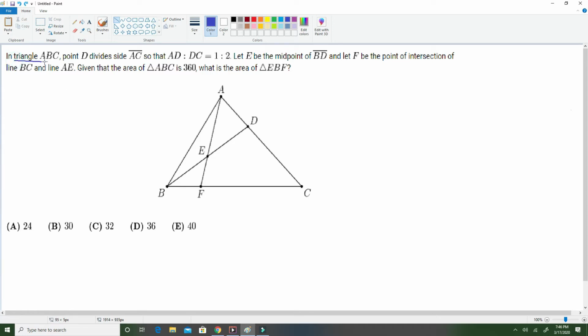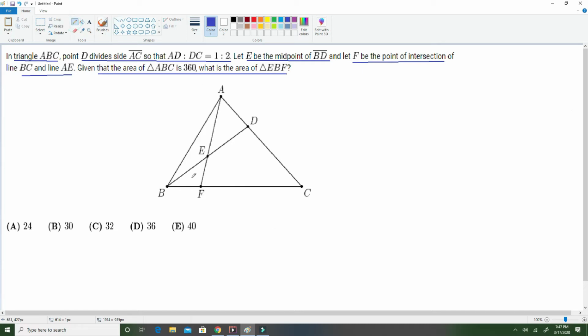In triangle ABC, point D divides side AC so that AD and DC are in a 1:2 ratio. Let E be the midpoint of BD, and let F be the point of intersection of BC and AE. Given that the area of triangle ABC is 360, what is the area of EBF?